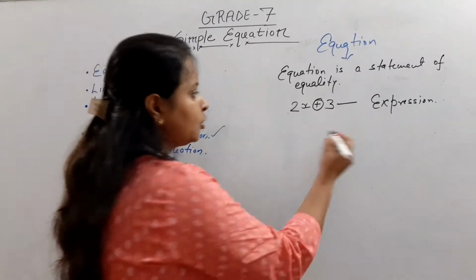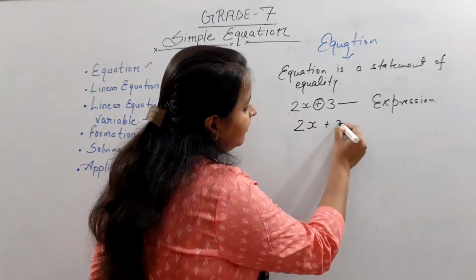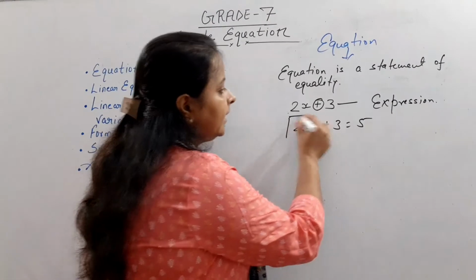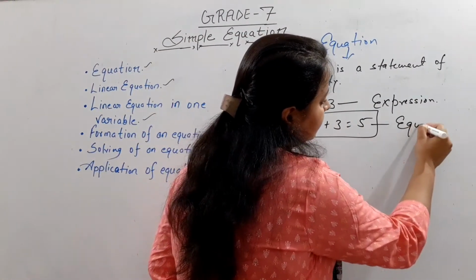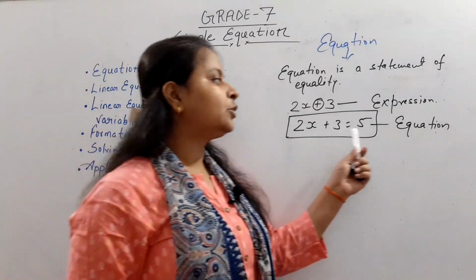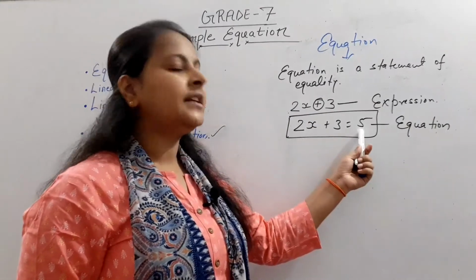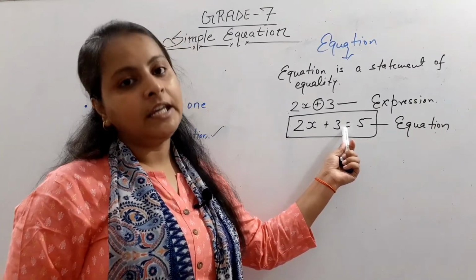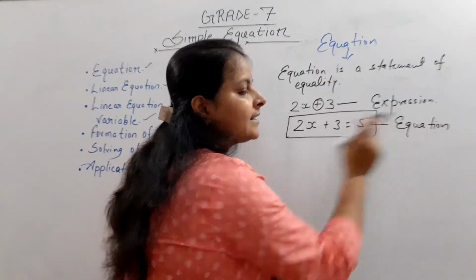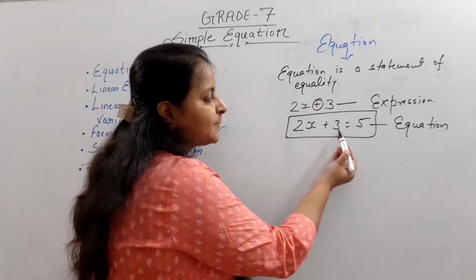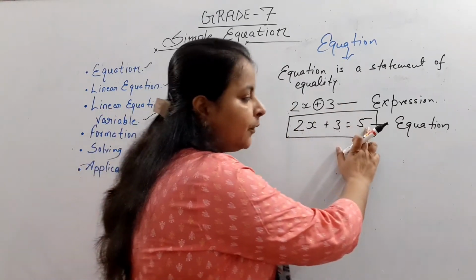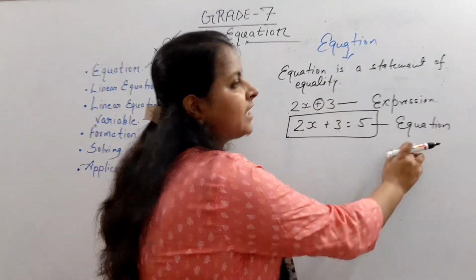Students, when we write two statements in this form, that both the statements are equal to each other, then it forms an equation. When two expressions are equal to each other or two statements are connected with an equal to sign, then we call the statement an equation. Here we write 2x plus 3, this is one statement, is equal to 5. One statement is equal to the other statement, so it forms an equation.